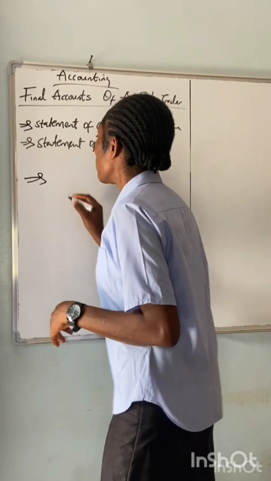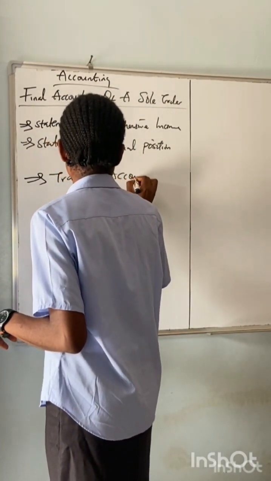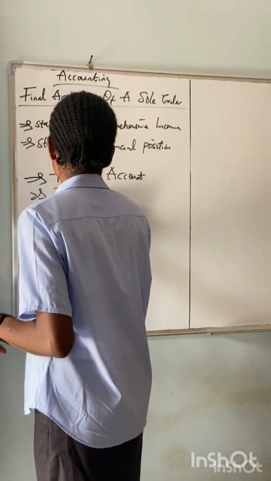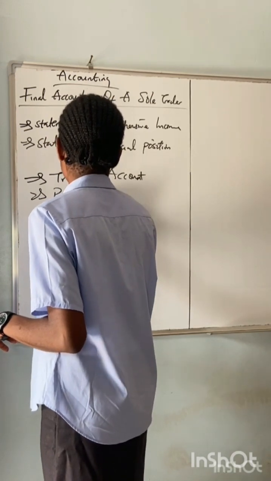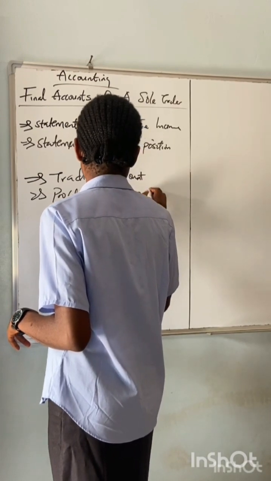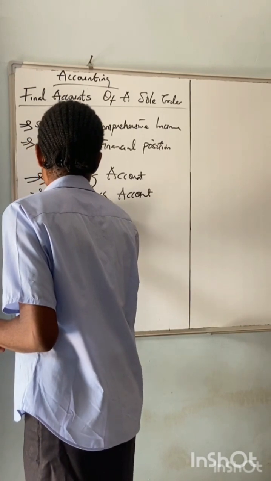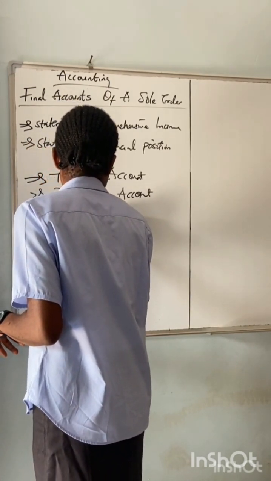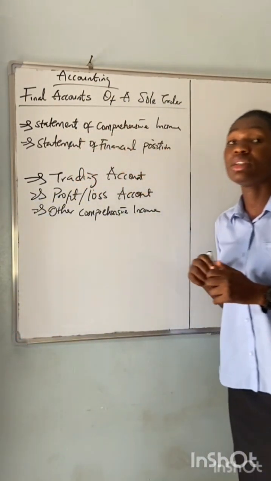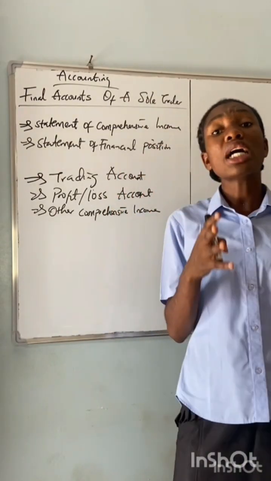Now the statement of comprehensive income is divided into three divisions. We have the trading account, we have the profit or loss account, and then lastly we have other comprehensive income. So these are the three basic divisions we have: the trading account, the profit and loss account, and other comprehensive income.